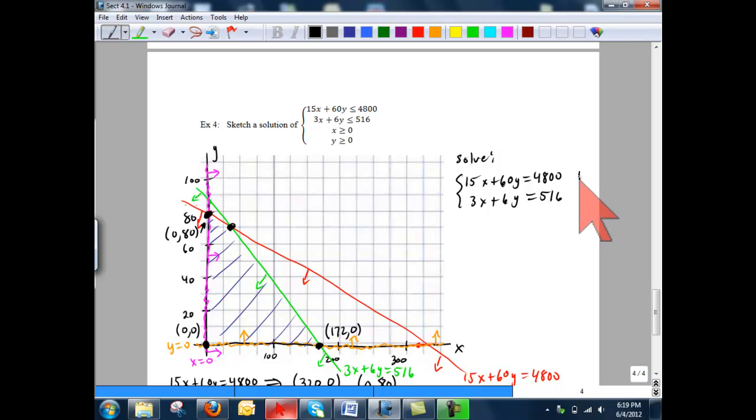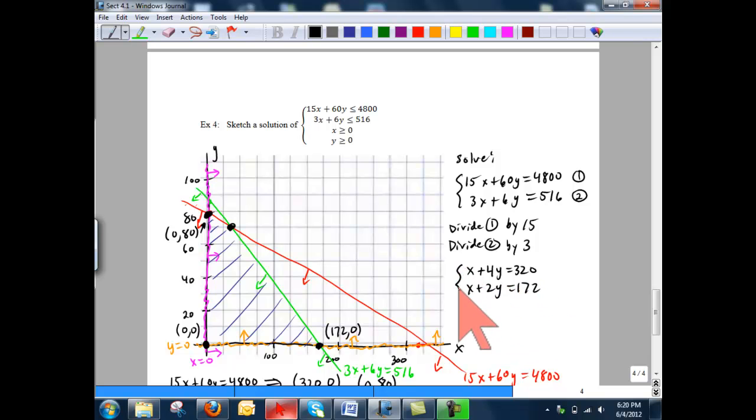I'm not going to work out all of the steps this time, but something to point out. If we call this equation 1 and this equation 2, I can reduce the size of the numbers involved. Let's divide equation 1 by the greatest common divisor of these numbers, which happens to be 15. And let's divide equation 2 by the greatest common divisor of the 3 numbers 3, 6, and 516, which happens to be 3. When I do that, I get the equations x plus 4y equals 320 and x plus 2y equals 172. That's not a necessary step, but it's a helpful one. It reduces the size of the numbers quite a bit, so as I'm doing the math, the algebra, it's easier. It's even easier if I'm using a calculator. It's easier to type a small number in than a big one.